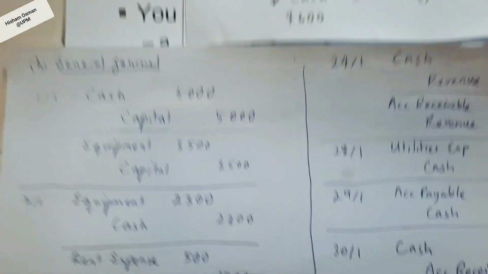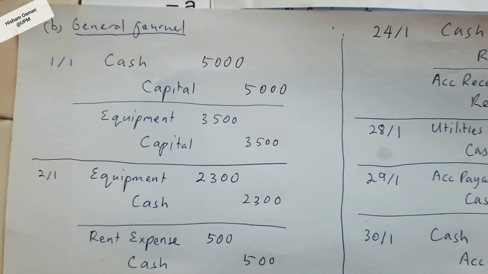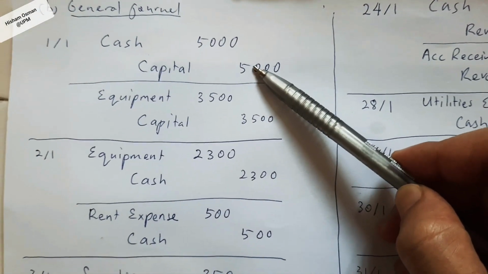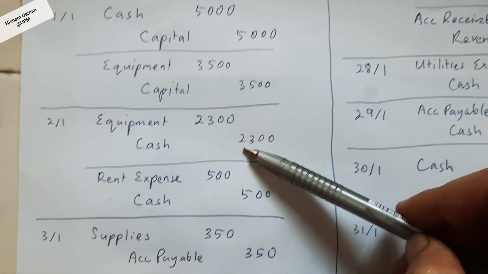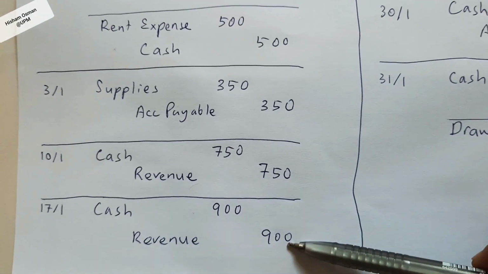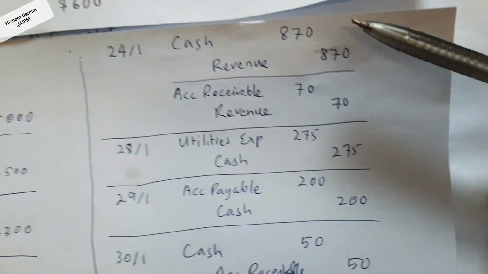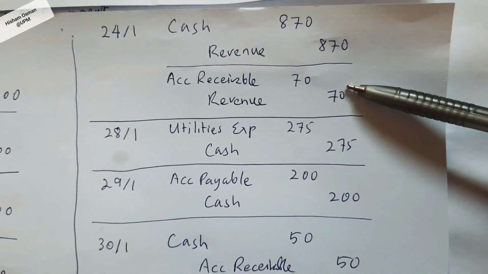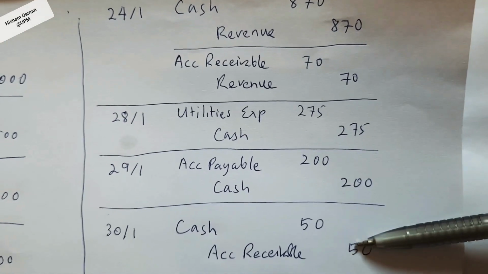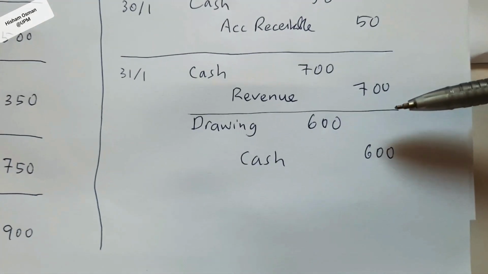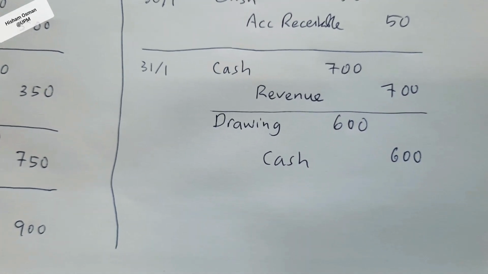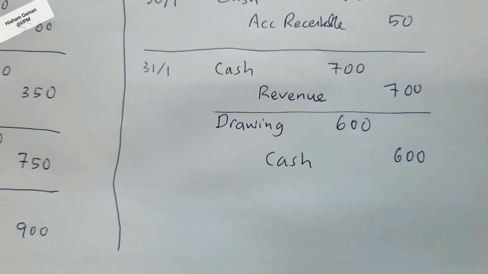Okay, so this is the answer for question B. General journal: 1st of January, 2nd of January, 3rd of January, 10th of January, 17th of January, 24th of January, 28th of January, 29th of January, 30th of January, and 31st of January. Okay, this is the answer for question B.